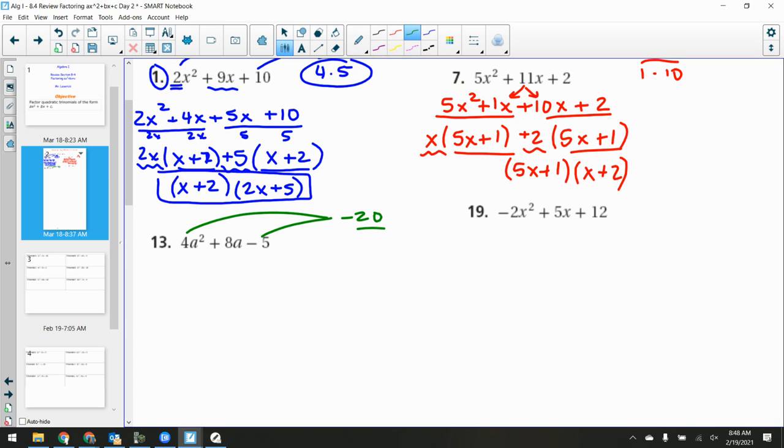I know I want to get to a negative 20, but it's negative 2 and a positive 10. That doesn't mean both factors are negative. That just means one of the two factors is negative. Negative 2, positive 10. Don't say negative 10, positive 2, because that would have got me a negative 8, not a positive 8. So I rewrite 4a squared minus 2a plus 10a minus 5, and then I factor by grouping. All right, so my question now is for John. John, what's my GCF of my first two terms? 2a.